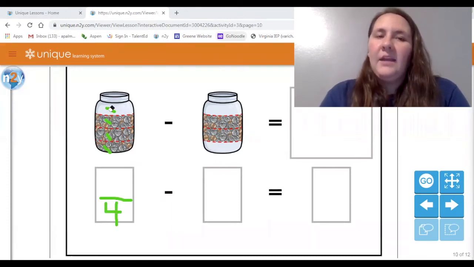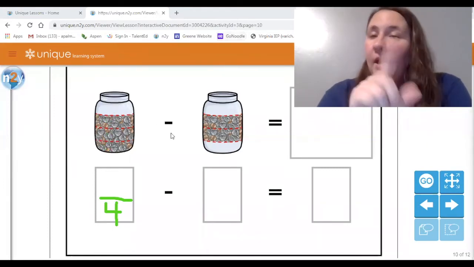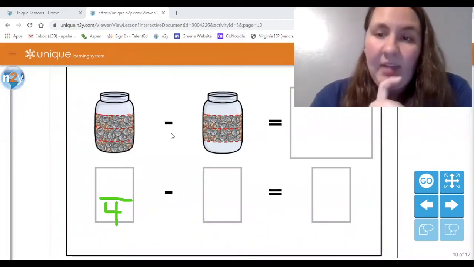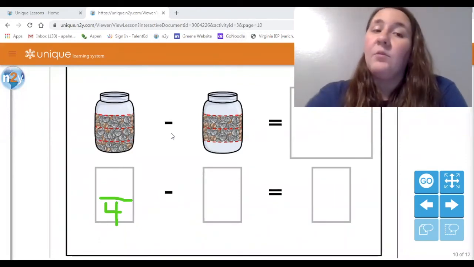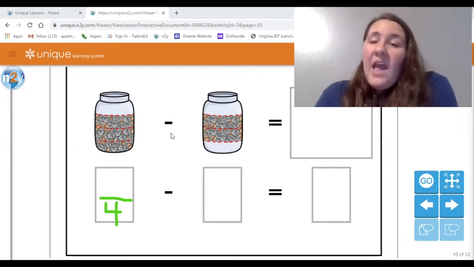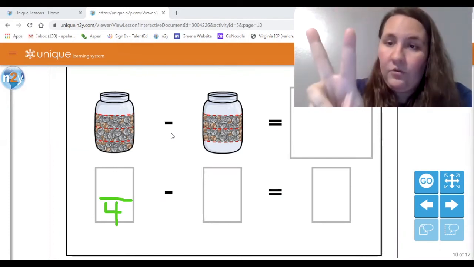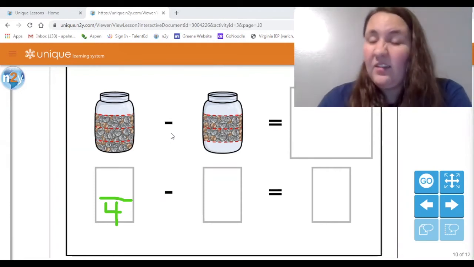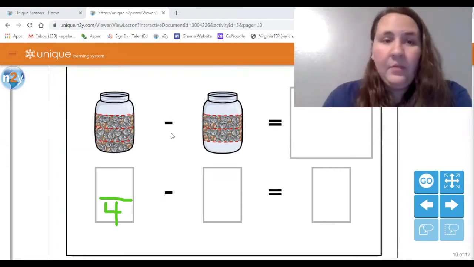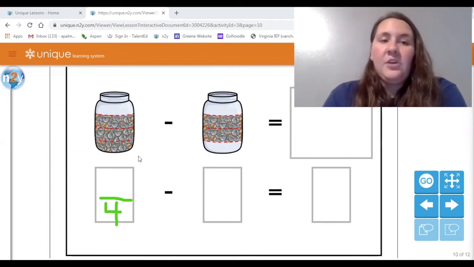And then I need to know how many are filled in this jar. So I want you at home with your finger to touch and count how many pieces I have in this jar. I'm going to give you a minute. I want you to touch and count how many pieces, and then I want you to hold that number up with your fingers. If it's 3 or 4 or 2 or 1, however many pieces it is, I want to see it with your fingers, okay? So take a minute and touch and count how many pieces we have.